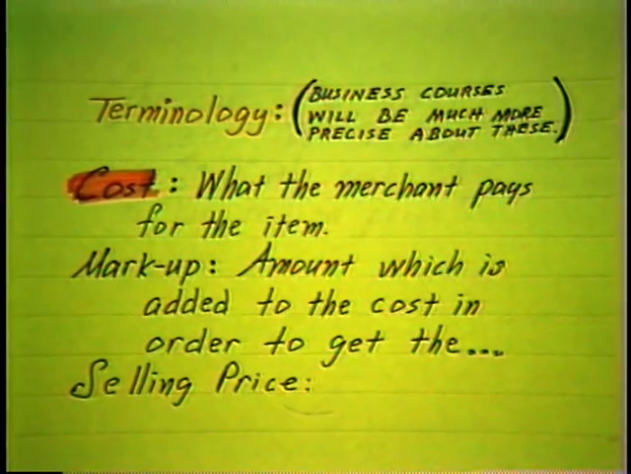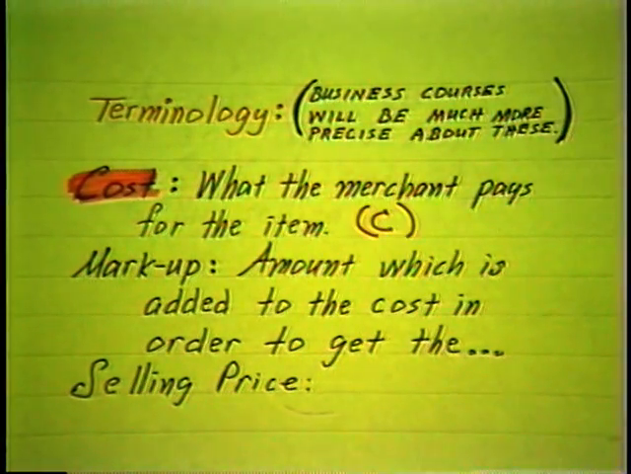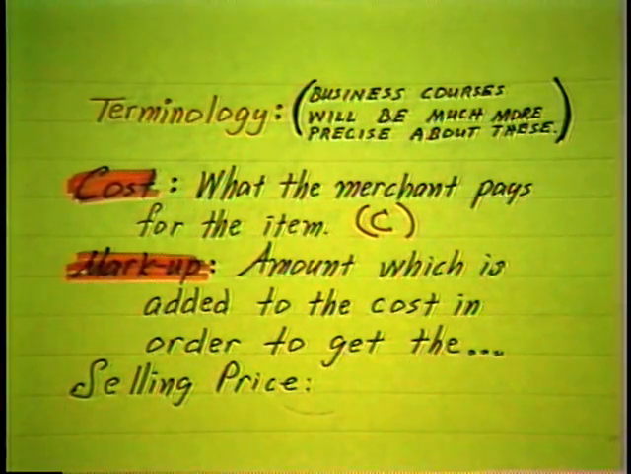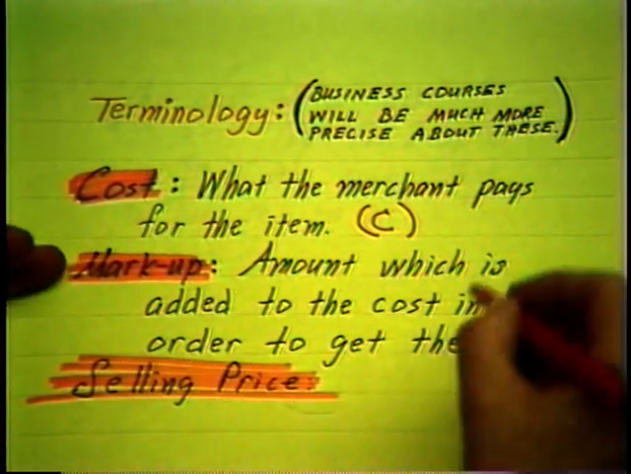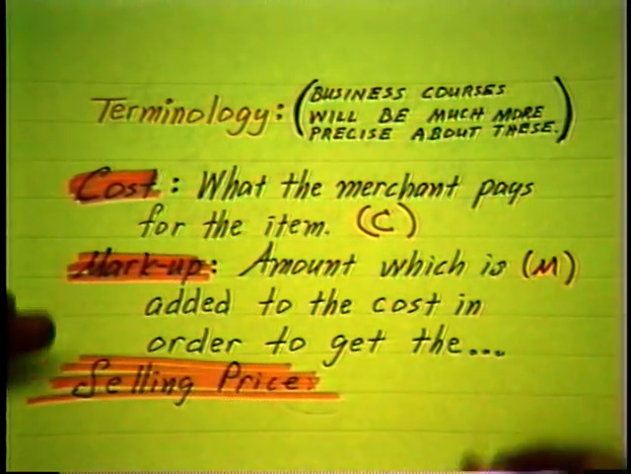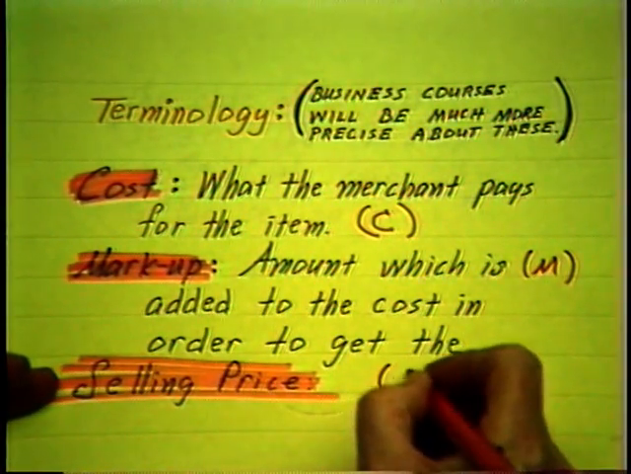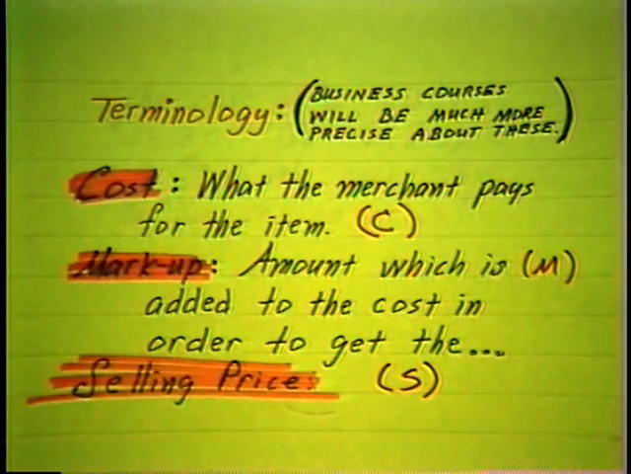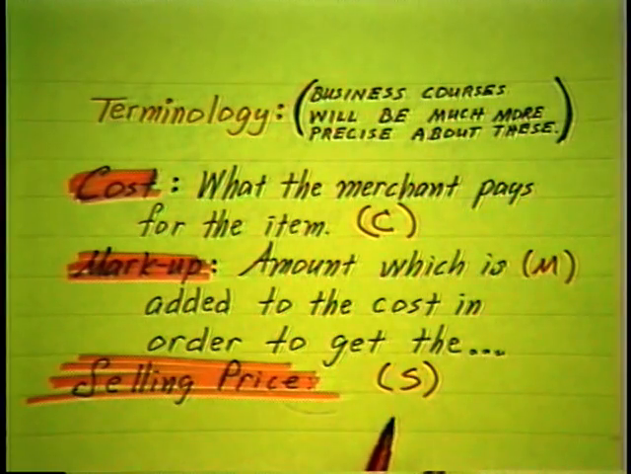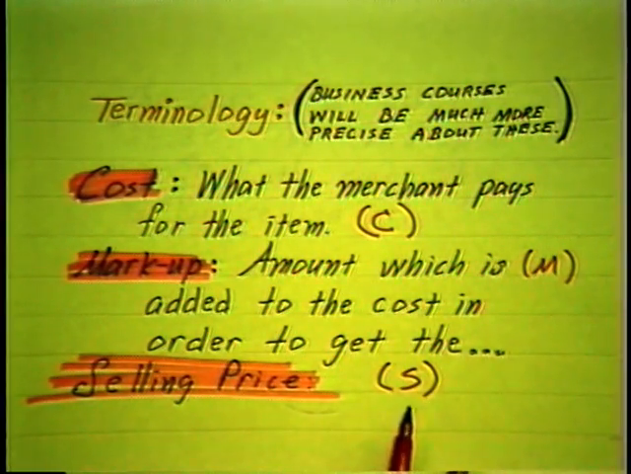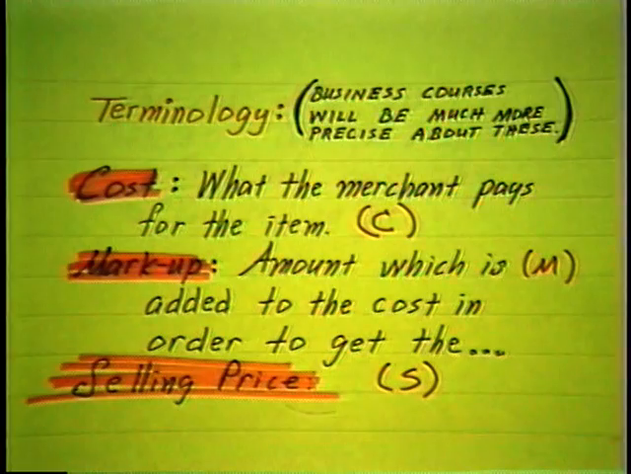Okay, first, cost. That's what the merchant pays for the item. We'll use the letter C to stand for that in our future statements. Markup. That's the amount which is added to the cost in order to get the selling price, which is what you and I would pay for it. So for markup, let's use the letter M, and for selling price, let's use the letter S. Remember at the beginning of this course, we said that the letters simply stand for some number, and the reason we have different letters is to help us to remember what it's standing for.